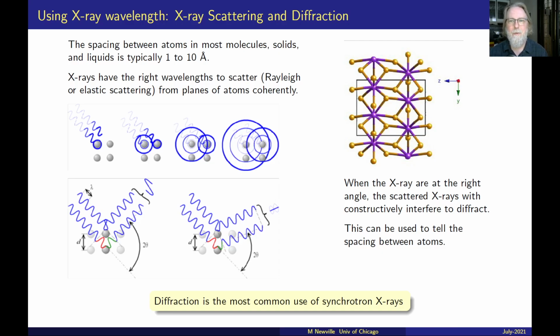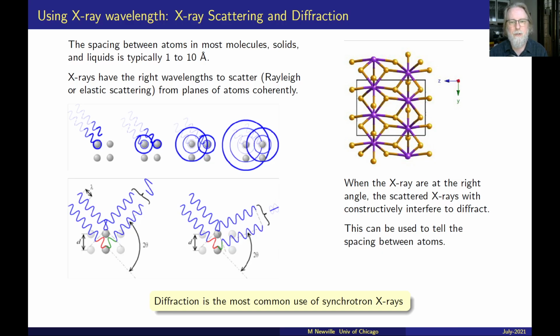And so these X-rays can scatter elastically from planes of atoms in a solid. And when they scatter elastically, that is, they lose no energy at all, they can scatter in phase with either themselves or the next X-ray over, and that allows constructive interference in the scattering. And when X-rays are at just the right angle and scatter constructively to interfere, they can diffract.